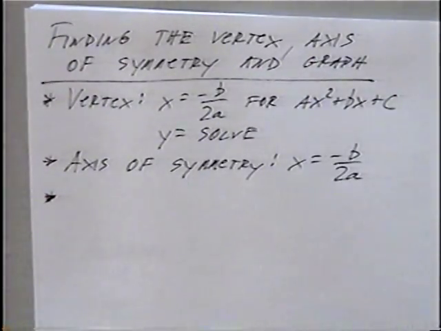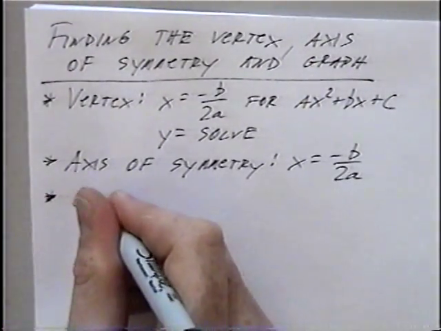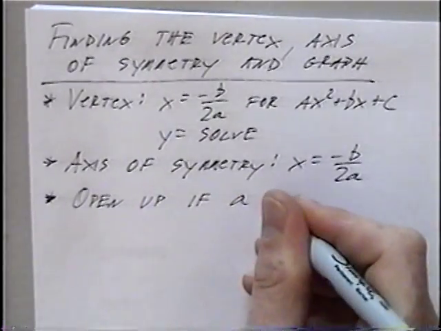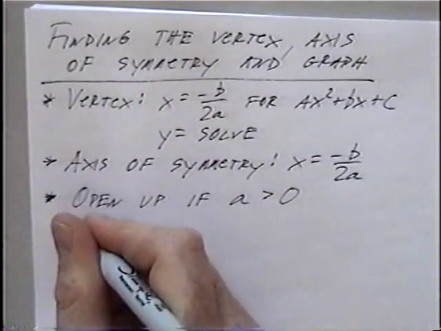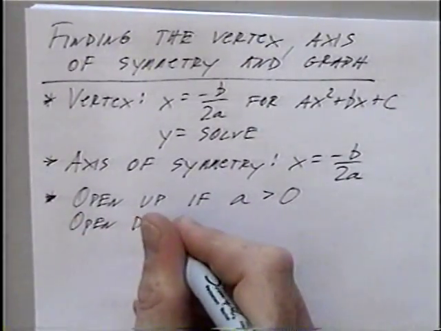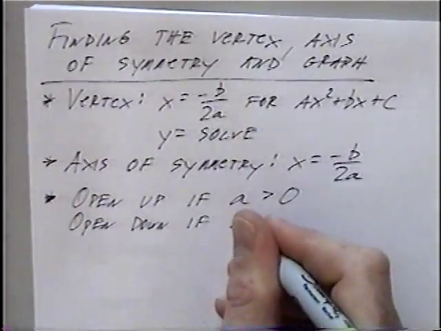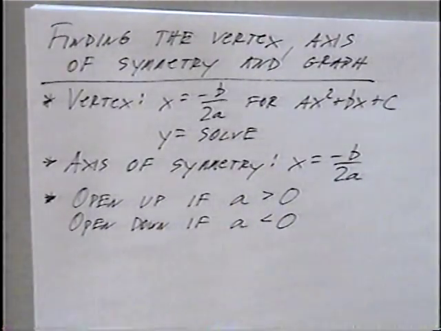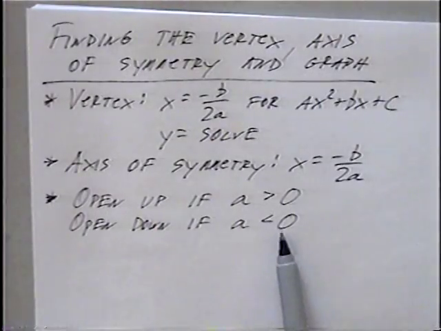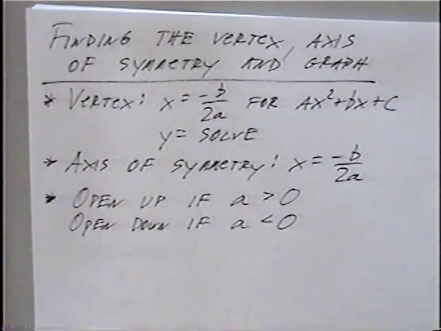And the last definition for this section, the parabola will open up if a is greater than 0, and the parabola opens down if a is less than 0. So if a is a positive number, the parabola opens up. If a is a negative number, then the parabola opens down.